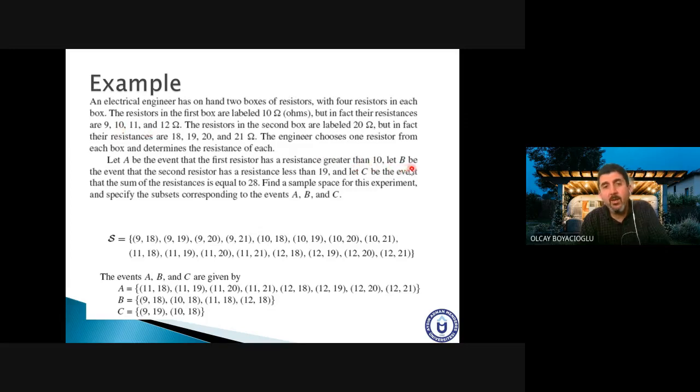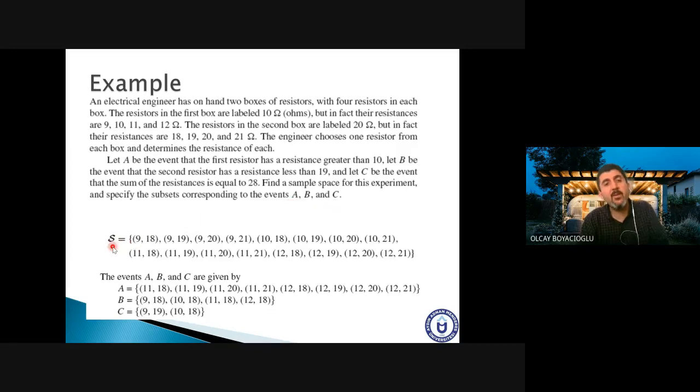Let B be the event that the second resistor has a resistance less than 19. Less than 19 is only 18. There is only 18 here. And let C be the event that the sum of the resistances is equal to 28. Find the sample space for this experiment and specify the subsets corresponding to the events A, B, and C.